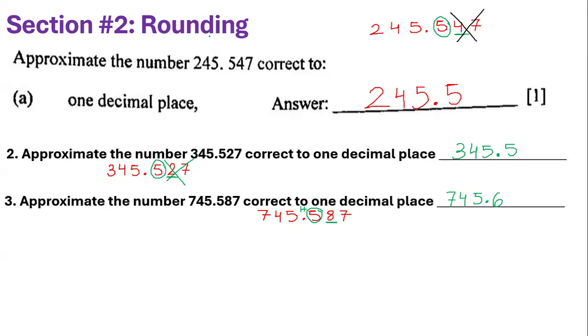Joel Cooper, can you explain why we had 745.6? Because we rounded it. Explain, tell me what you mean. Because 8 is higher than 5, this 5 is going to turn to a 6. Very good. So we add 1, right? Yes, sir. Good.